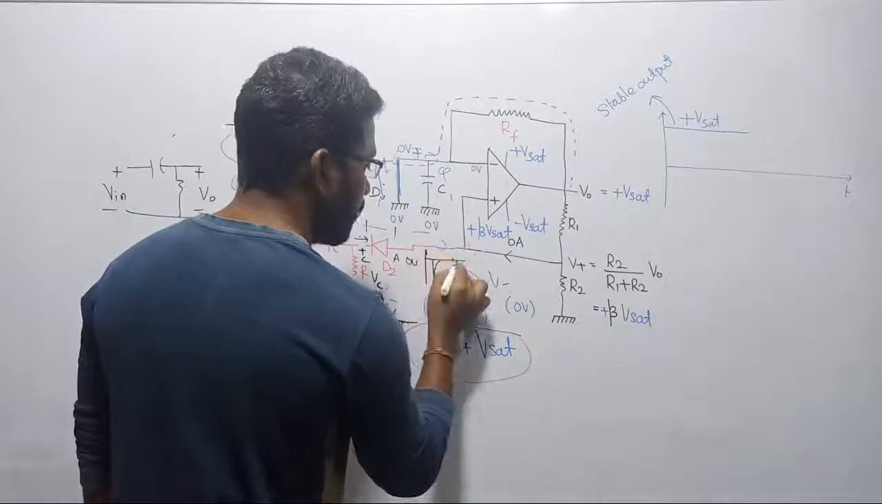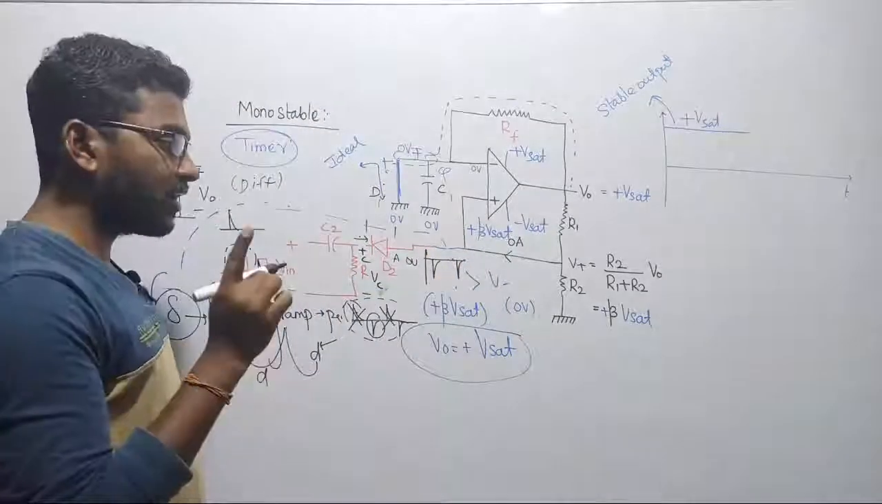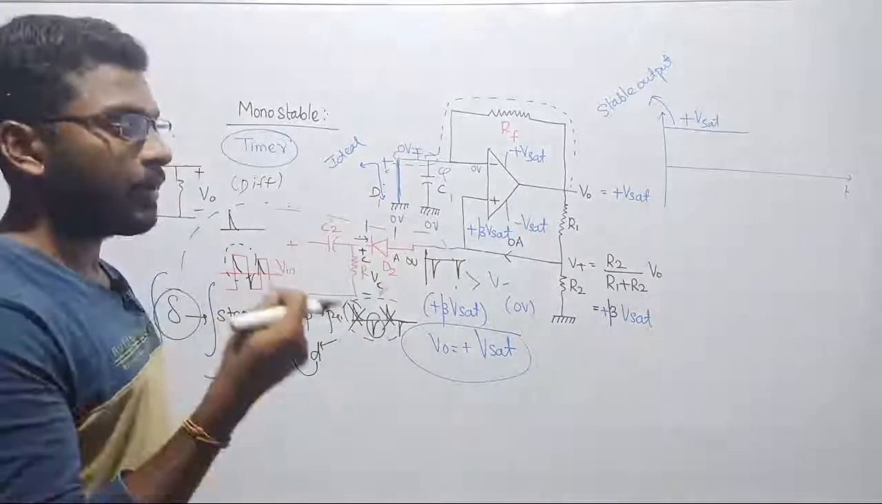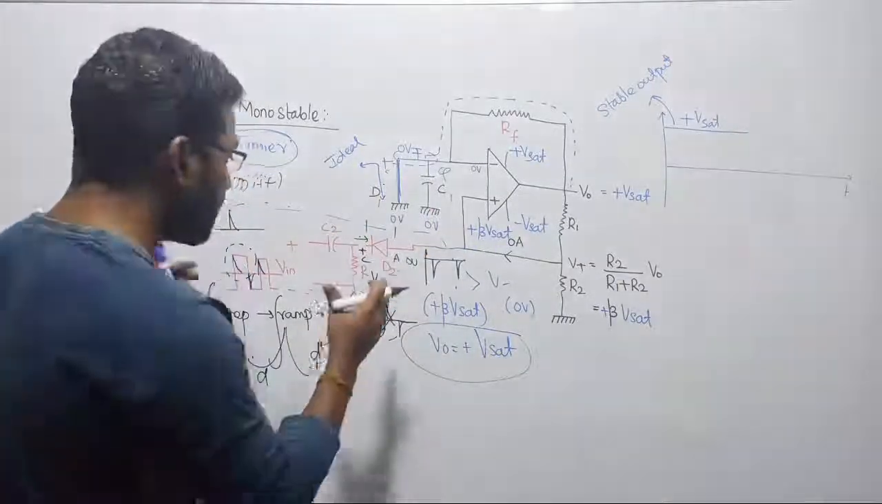Negative spike only it will produce. It will not continuously produce. I already told you, based on our application, only one spike I am going to inject. Whenever you need a spike again, you can inject it again. It's like a triggering circuit.